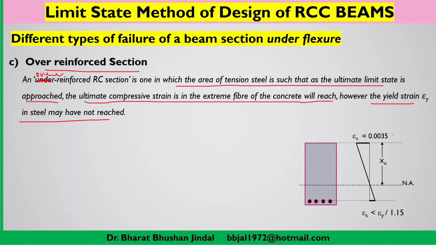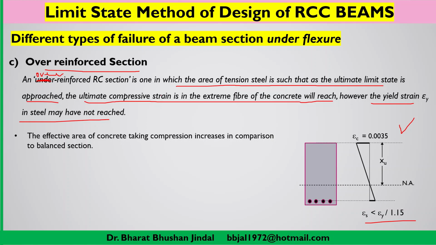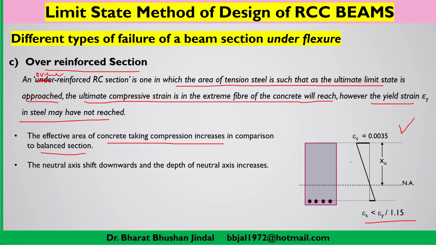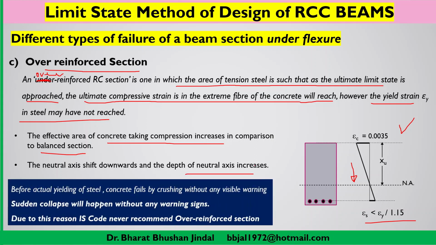So this type of strain diagram will be there. Here you can see that steel has not reached its ultimate strain, but concrete has, so concrete will start collapsing. Suddenly there will be a collapse, and the effective area of concrete taking compression increases in comparison to the balance section. The neutral axis is shifted downward, and the depth of the neutral axis increases. Now, a very important point is that before actual yielding of steel, concrete fails by crushing.